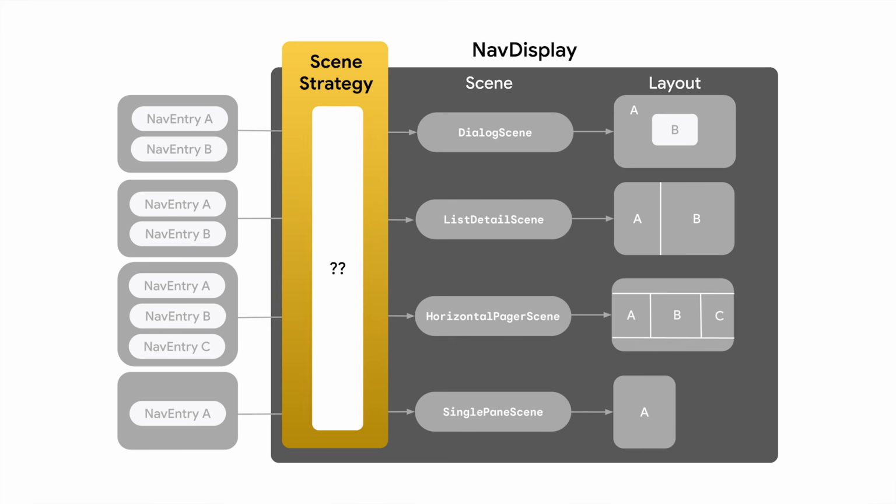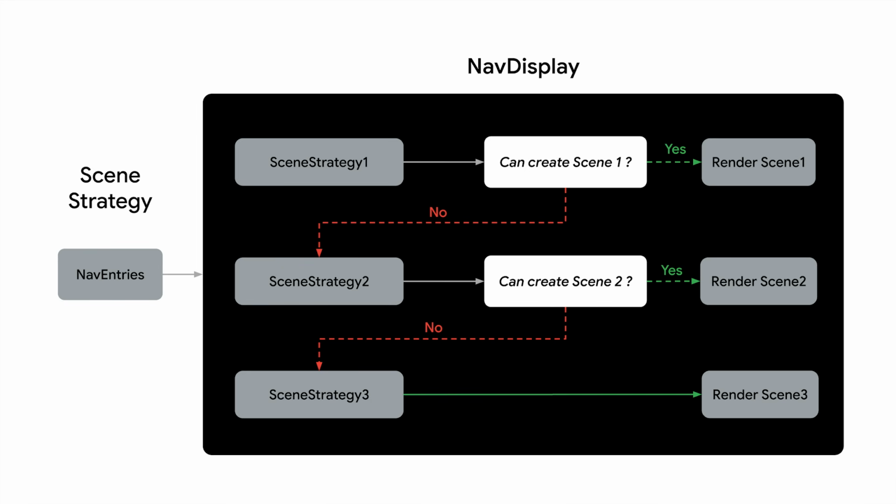But how does the nav display pick the correct scene to show the entries? It does that by asking each of the scene strategy instances you pass to it. The nav display goes through a list of scene strategies in the order they were added to the list. And the first strategy that returns the scene dictates the entries to display and the layout to display them in. Nav display will then invoke the returned scene to display the actual content. The list of strategies can be modified, and nav display will just recalculate and display the new scene.